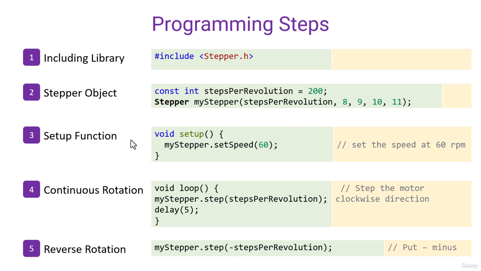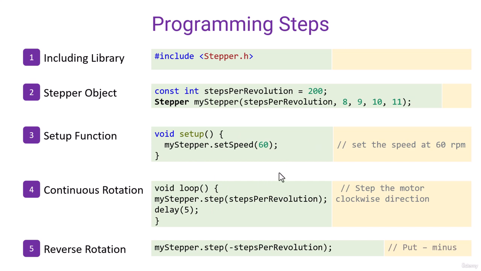What are the steps? First you need to include the library, then define the stepper object, then set up the RPM using setSpeed, and to make the movement you need to use the myStepper.step function. So that's the requirement for your first program using a stepper motor.